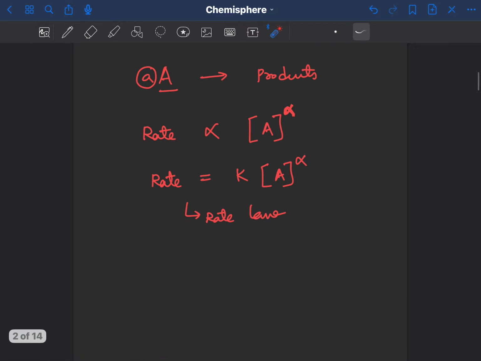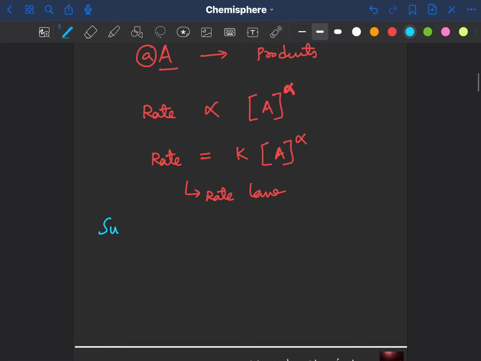In this rate law, K is the rate constant, and this alpha may or may not be the same as the stoichiometric coefficient of the reactant in the balanced chemical equation. So alpha might be equal to a or it may not be equal to a. This rate law is determined experimentally. And the sum of exponents to which the molar concentrations in the rate law equation are raised to express the rate of the reaction is known as the order of the reaction.